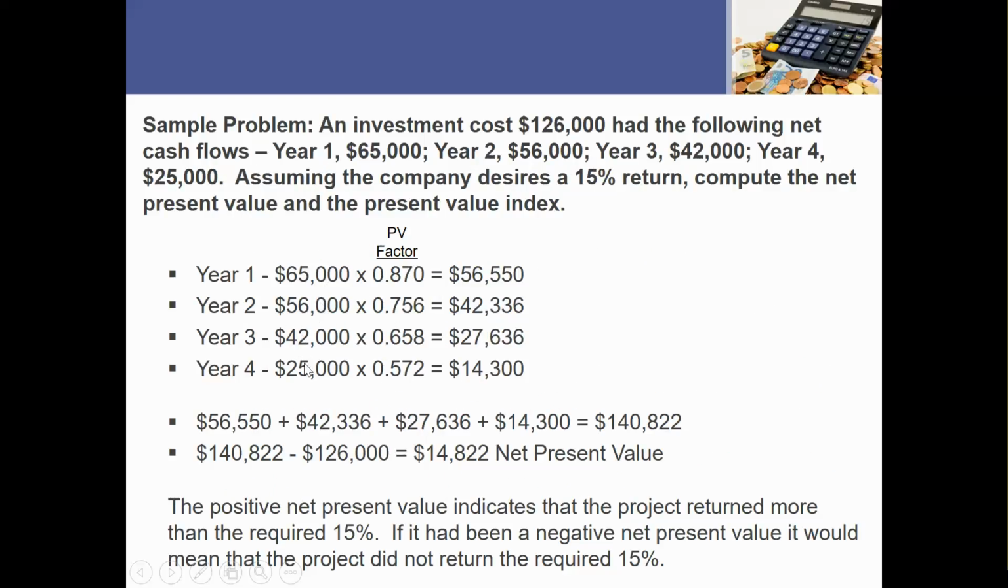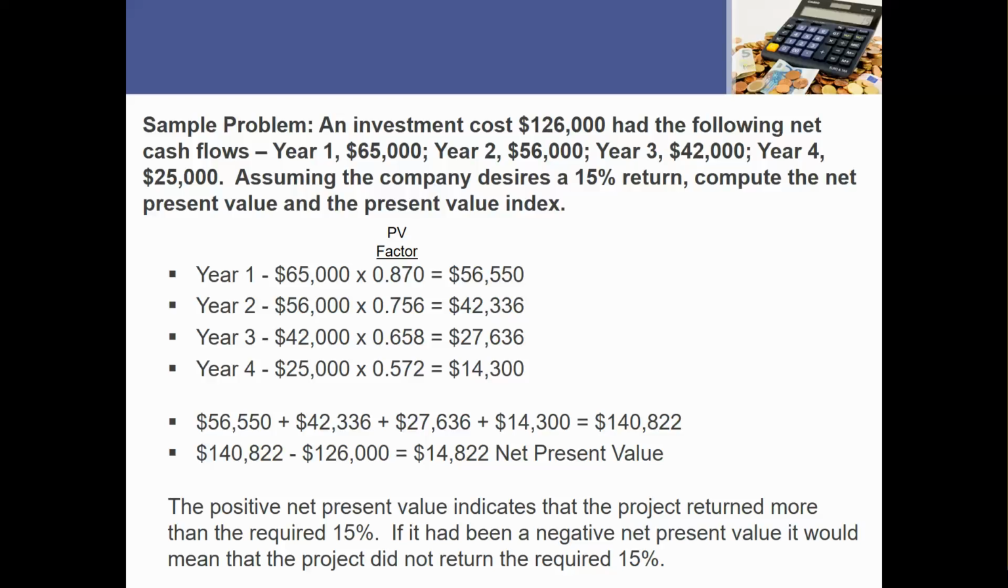This is the amount of my net cash flows. You multiply them together to get your present value of the cash flows for that particular year. Adding all 4 of these together gives me $140,822, which is my total present value of cash flows. I subtract from that the original investment of $126,000, and the net present value is $14,822. The positive net present value indicates that this project returned more than the required 15%.